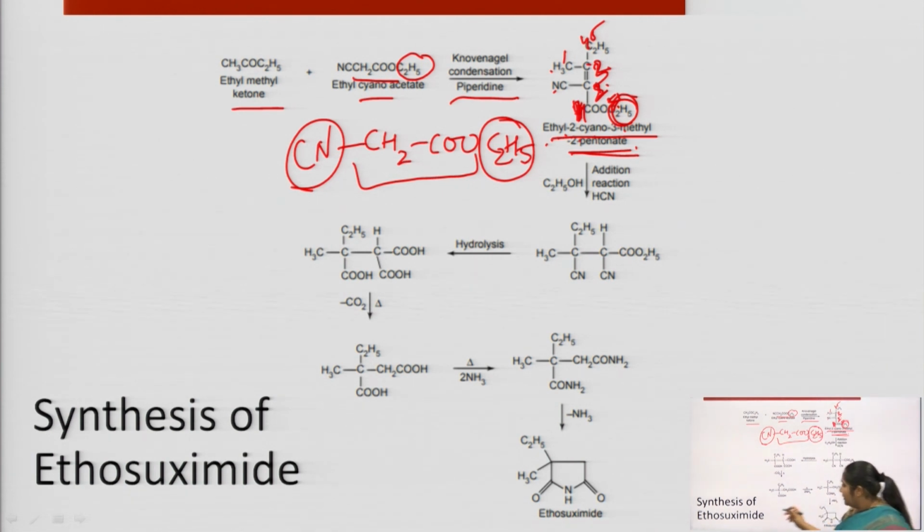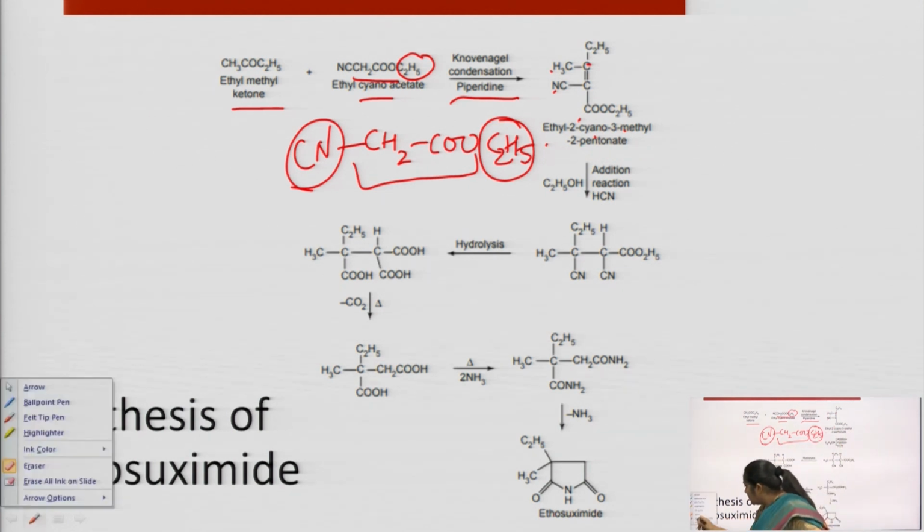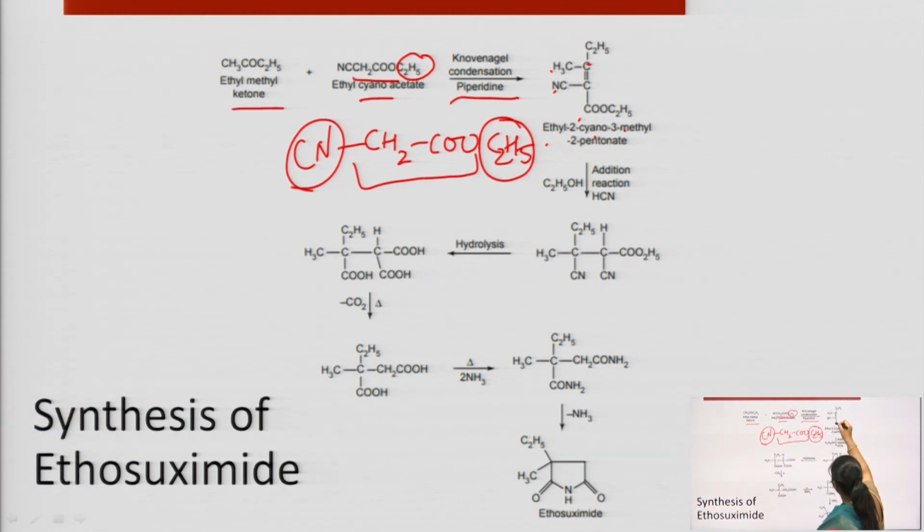So, let's rewrite it to make it more clear. Let's start from here, 1, 2, 3, 4 and 5, because it is 2 carbon atoms. At position number one, this is ethyl, 2-cyano, 3-methyl, and 2 because there is a double bond in between them, 2-pentenoate. So, this is 2-pentenoate.